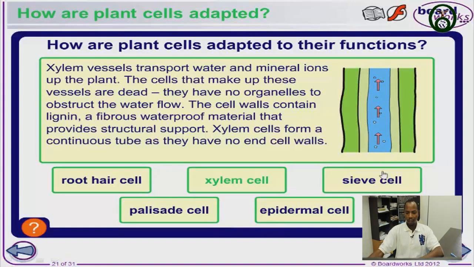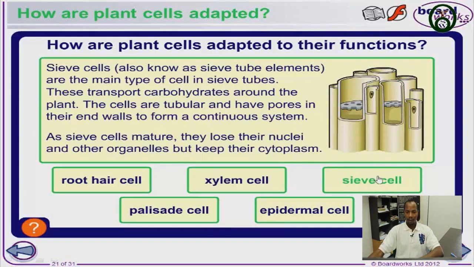What of the sieve cells? The sieve cells are the main types of cells in the sieve tube. They transport carbohydrate around the plants, to every part of the plant. They move carbohydrates around the plants. That's their specific function, what they do.